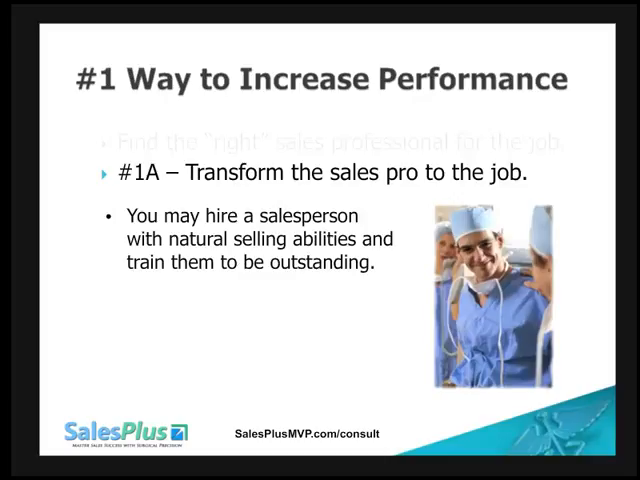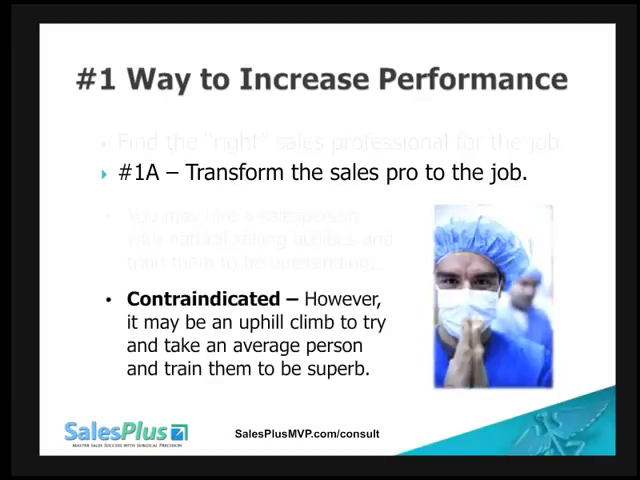So you may hire a salesperson with natural sales abilities, and you can train them, coach them, develop them to be outstanding. Again, you're taking somebody who is a professional ball player, and you're saying, we're going to take them and create an MVP player out of them, and that's what the coach does. But on the other hand, if you take someone who has an average skill set, average sales ability, it's going to be an uphill climb.